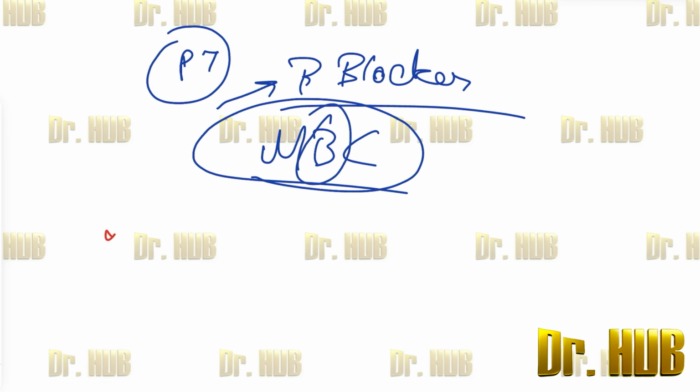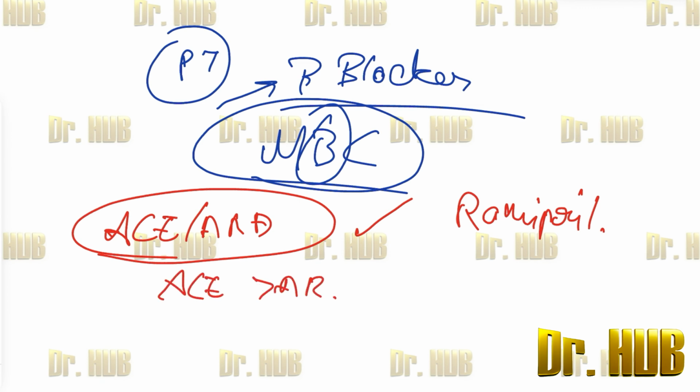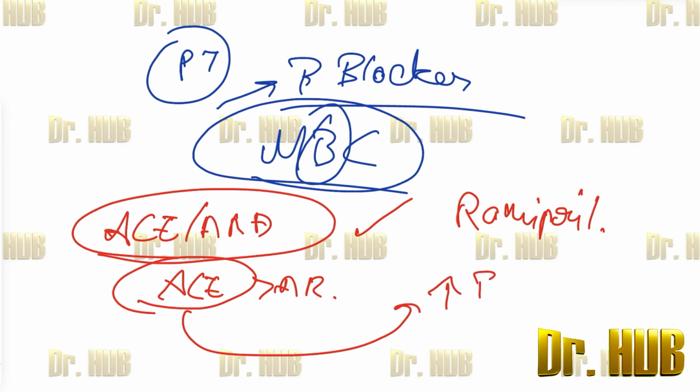Then moving on, we have the ACE inhibitors and the ARBs. They are a class effect, that is, any drug from these groups is effective. Ramipril is one of the most commonly used drugs, and the preference will be ACE over the ARBs. The ACE inhibitors also increase the bradykinin.